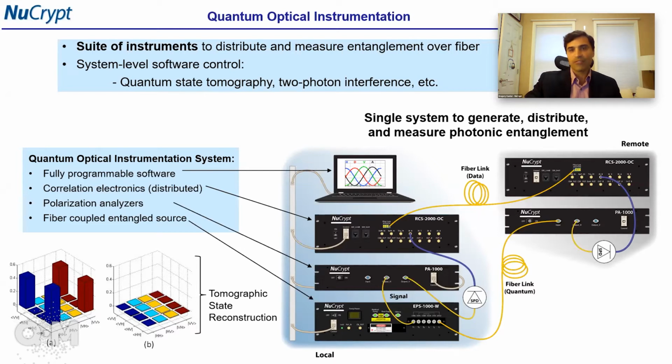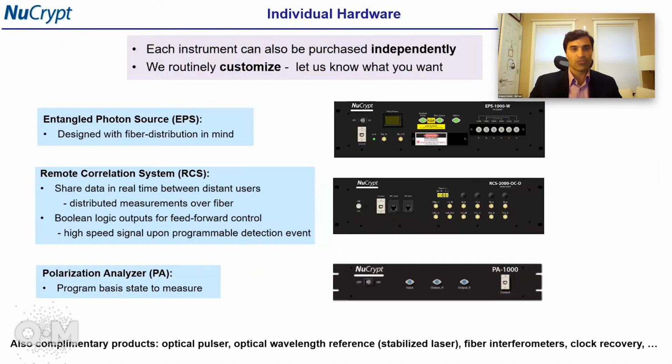This is essentially the information about the quantum state, and we can derive important metrics like fidelity from this information. An important aspect of our system is that there is a fiber optic data link between the two correlation systems. So this means that they can be located in two different locations, and data can be shared in real time as well as commands. So a distributed system with quantum nodes in different locations can behave as if everything was just in one location. We also sell the instruments individually, and because we work with R&D engineers a lot, we routinely customize these systems for our customers.